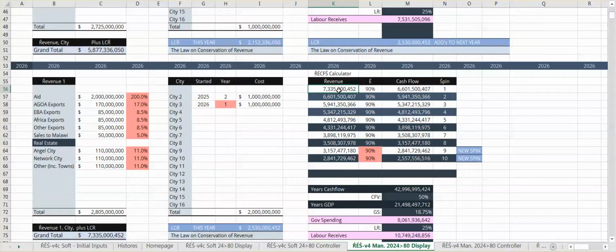Okay, now where was I? Cash flow in 2027. Sorry, no, we're not there.